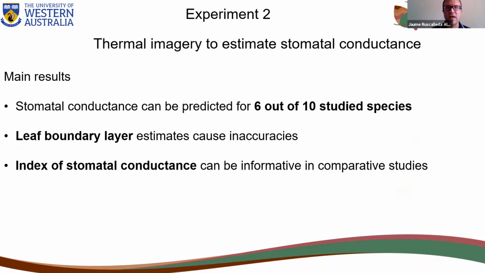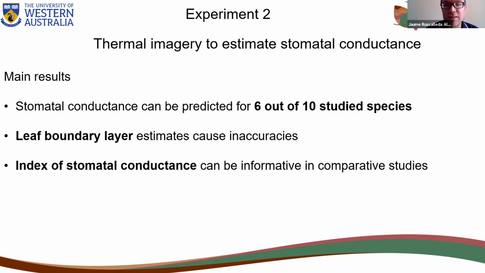And what we found is that, using that leaf energy balance, we were able to model stomatal conductance quite accurately for 6 out of the 10 studied species. Now, our estimates were mostly overestimates, and that was caused by inaccuracies in determining leaf boundary layer characteristics. The leaf boundary layer is a small, thin layer of air that is surrounding the leaf, and that's the layer of air with which the leaf is actually interchanging energy. But it's very hard to model how thick it is, and that is definitely a limitation of this method.